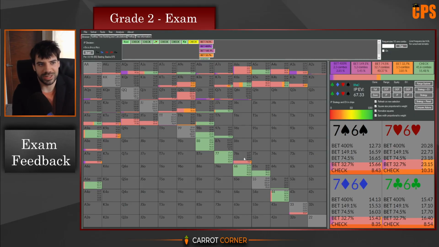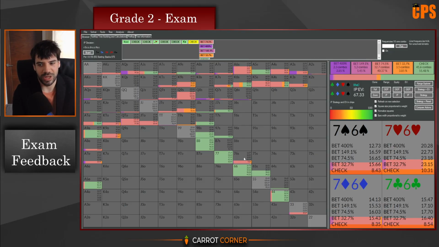As we can see here, it's kind of interesting. We do actually get to chop sometimes by checking back the 7-6 here. It's really bizarre, right? You wouldn't think so. But because Villain is in such an awful world for range, they actually have to avoid bluffing here with certain combos like this. So we have a tiny amount of pot share, 8% pot by checking.